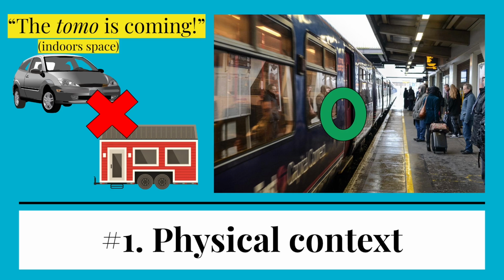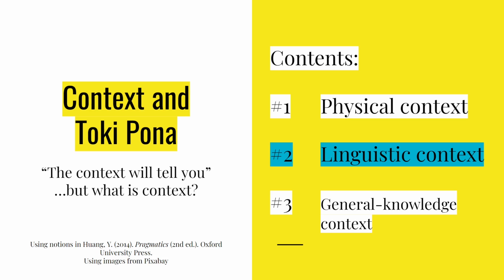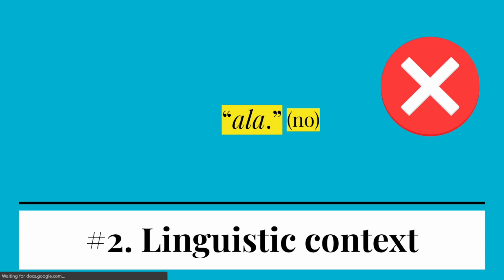If what we're referring to is nearby, it's easy to figure it out. Physical context plays a major role in Toki Pona, and because of that, people tend to say that using Toki Pona grounds you in the present moment. However, does physical context account for everything we say? Nope. It may be the case that what we want to talk about isn't on hand. For this next segment, let's look at linguistic context.